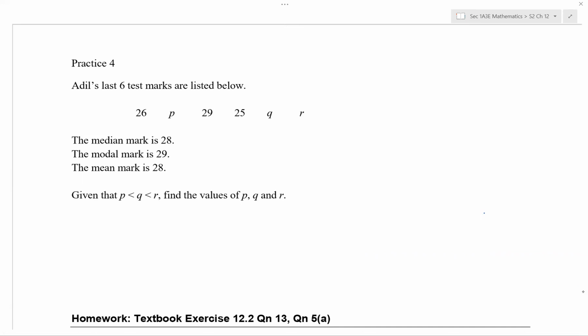The first is the median, which is 28. Next, we have the mode, which is 29. And then the mean is 28. Now, additional information is that P is less than Q, which is less than R. And we have to find out these unknowns.